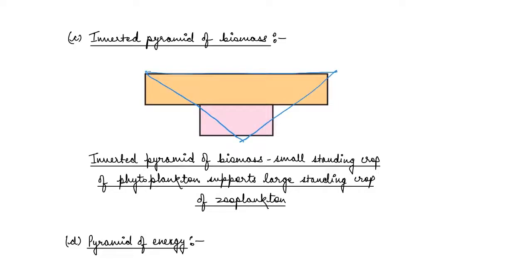So this is an inverted pyramid, right? This is basically of an aquatic ecosystem, where you are comparing two things. The producers are phytoplanktons and the consumers are zooplanktons. Now, when we compare the number or biomass of phytoplankton and zooplankton, the number of zooplankton is much higher, right? So a small standing crop of phytoplankton supports a large standing crop of zooplankton, right?